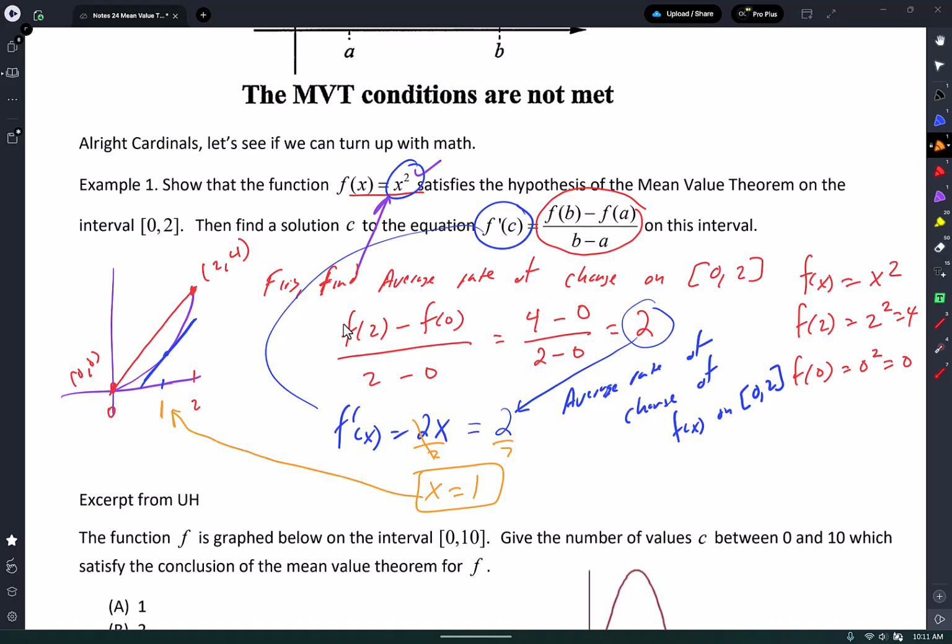Are we shocked? No, just by eyeing it, it looks like at 1 you have a tangent line that is parallel to that secant. Do you guys see that? Okay. And there it is. That's it. That's how the mean value theorem works. Of course, it's going to be more special as we start doing application problems.